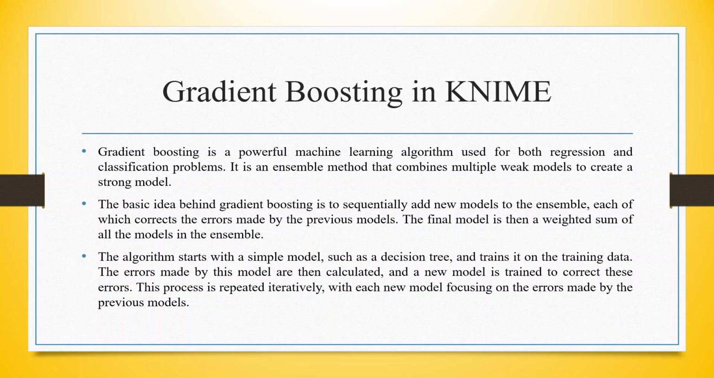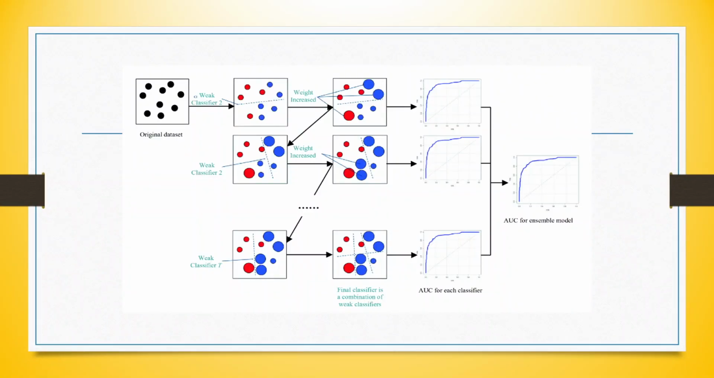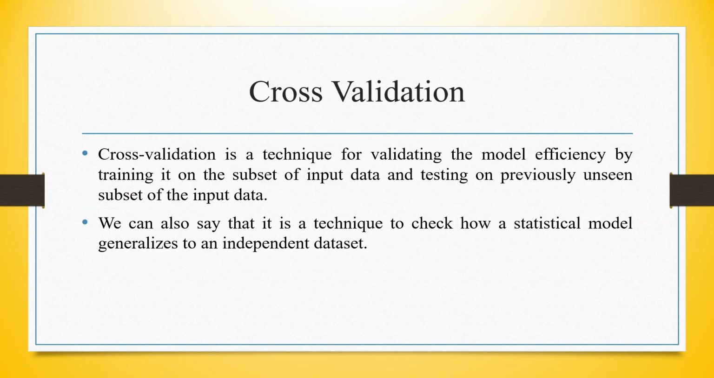The algorithm starts with a simple model, such as a decision tree, and trains it on the training data. The errors made by these models are then calculated, and a new model is trained to correct these errors. The process is repeated iteratively, with each new model focusing on the errors made by the previous models. I already explained about this chart in my previous video, kindly refer to it.